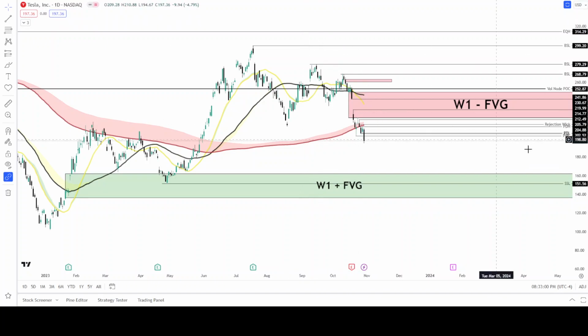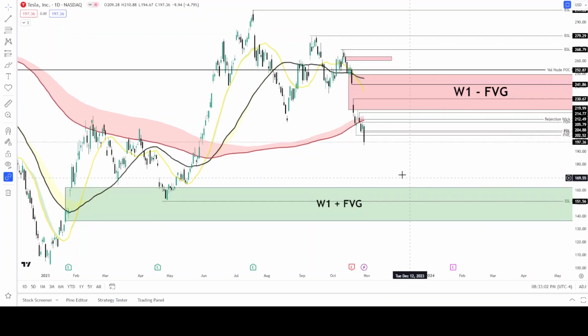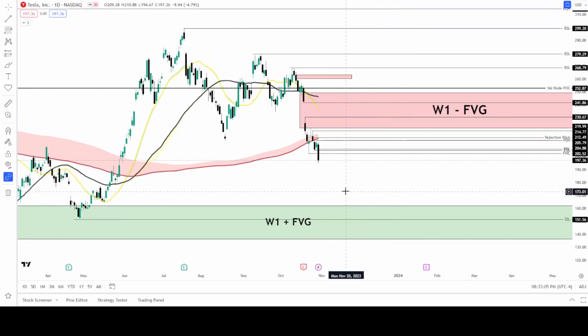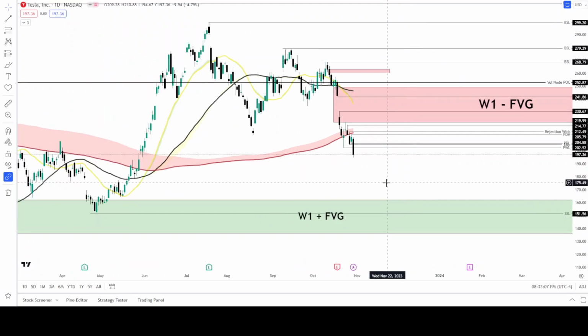But let's dive into the charts. We had a nice distribution day to the downside. We'll look at some of the price action as we look at the lower time frames, but you can see a nice down close candle. Big sell-off today. The high was up around 210, the low was right about 195 exactly.